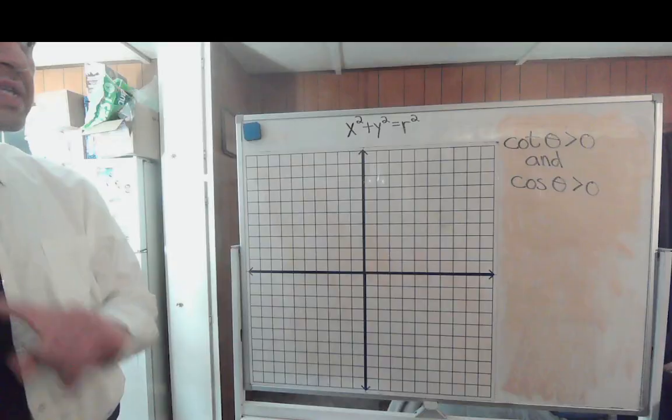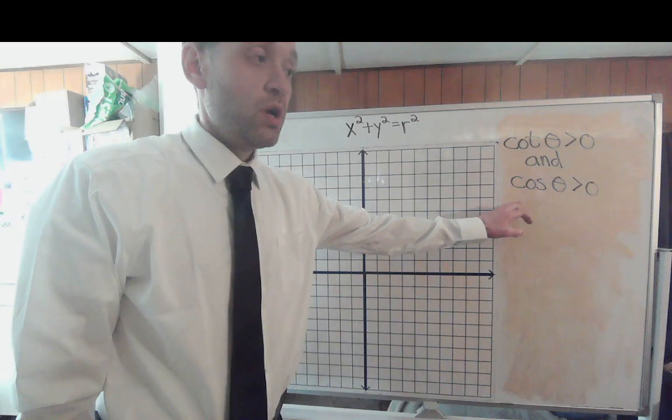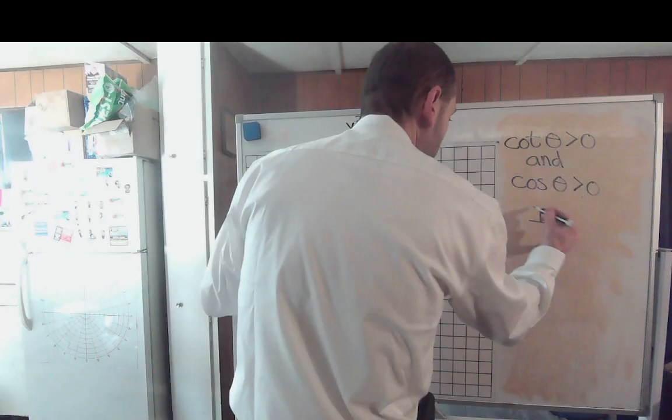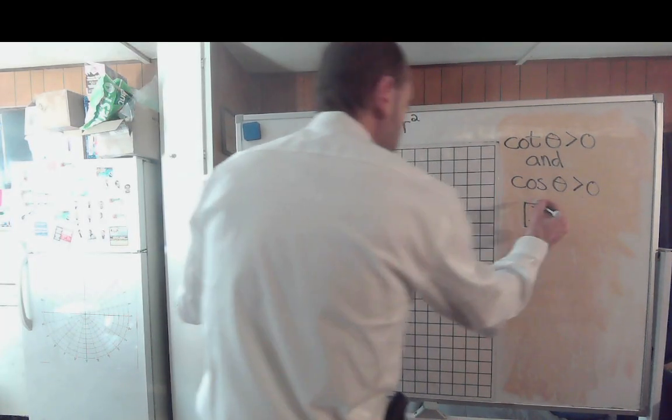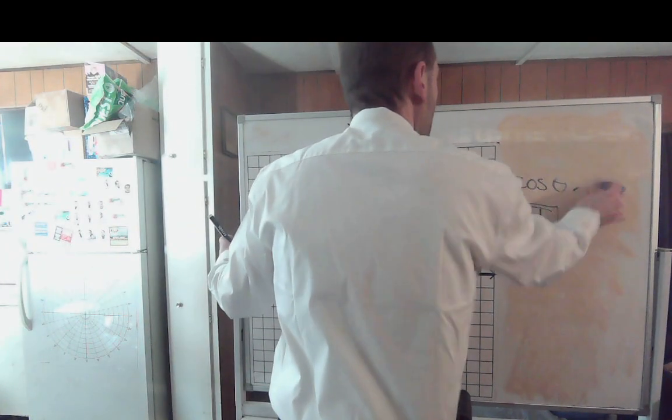Now the other criteria is the cosine of theta is greater than 0. Well, that's going to be quadrant 1. So this is referring to a first quadrant angle. That's what we would get as a first quadrant angle. All right, one more of these.